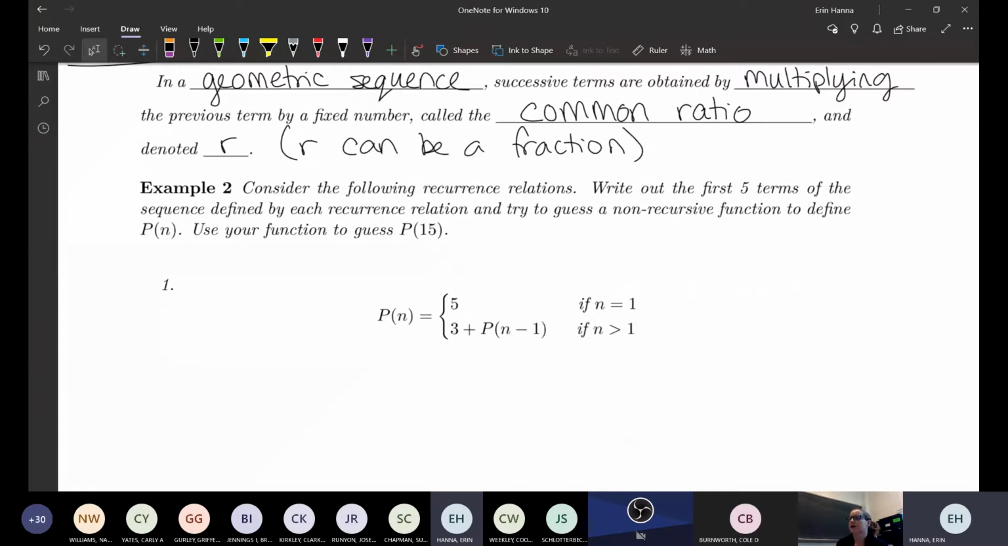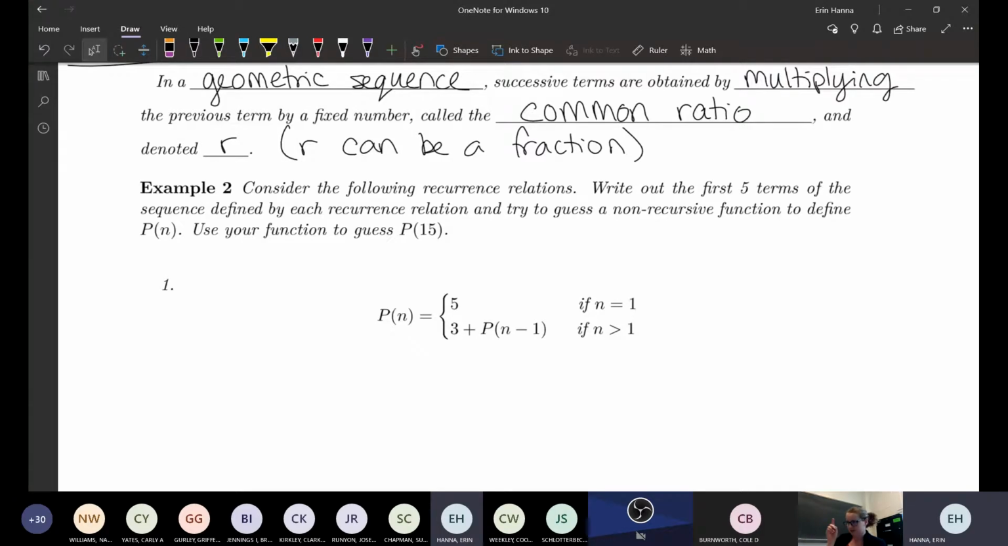So we're now going to consider recurrence relations, what we were considering in the last section. But we're also going to look at the terms of these recurrence relations and try to figure out a pattern to be able to write an actual function that's not recursive. So we're going to write out the first 5 terms, and then we're going to try to guess a non-recursive function that would match that recursive relation, and then we'll use that non-recursive function to guess the 15th term of that sequence, of the recursive relation, I should say.